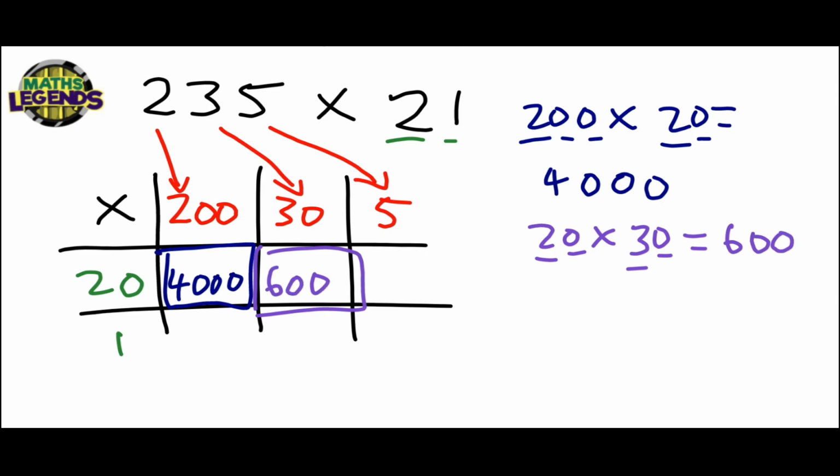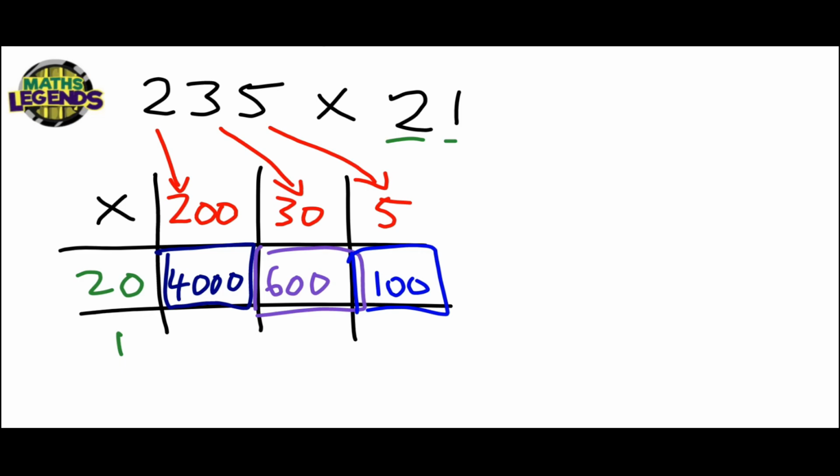Then we look at the next box. So here we need 5 times 20. So here we've got a number in front of the 0, which is 2. So 2 times 5 is 10. And then we add the 0 that we have there on the end, so that's 100. And the last row, we'll work that out as well. So here it's 200 times the 1. So 200 times 1 is unchanged, so it remains as 200. Same process, 30 times 1 is 30, and 5 times 1 is 5.